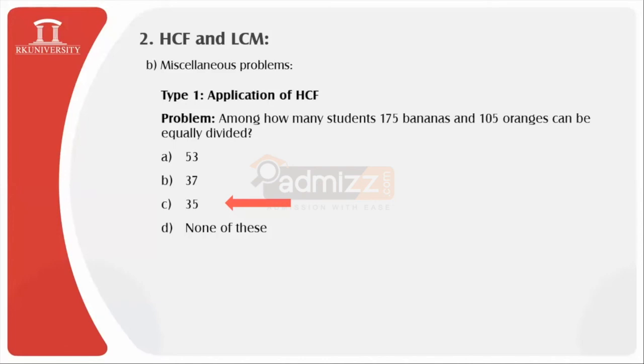Now over here, the word 'same' doesn't mean that every student will obtain, let us say, 5 bananas and 5 oranges. But this 35 value which we calculated, that is the HCF, you can divide 175 by 35 and you come up with the answer 5. And if you divide 105 by 35, you come up with the answer 3. So every student in the class will obtain 5 bananas and 3 oranges. So this is where, students, you apply the fundamental of HCF in daily life.